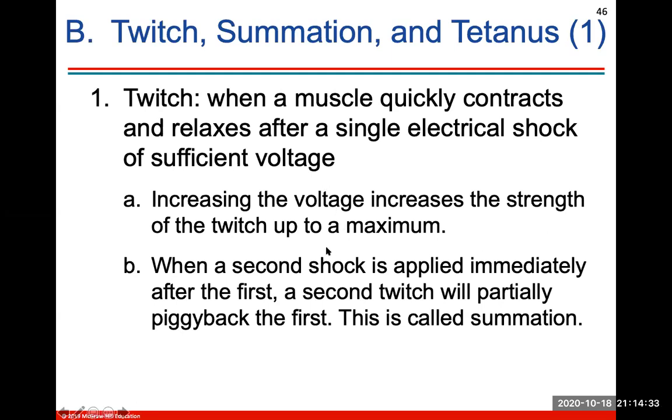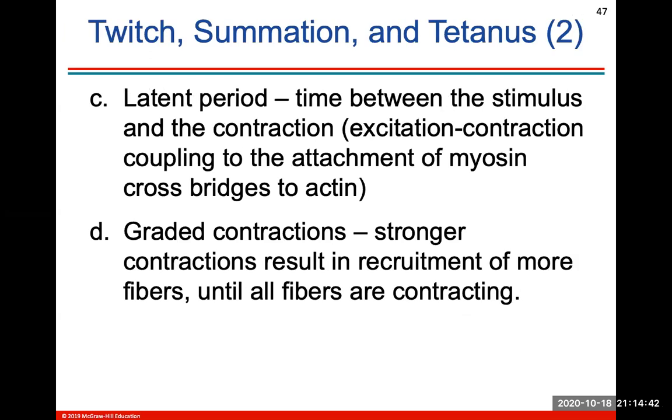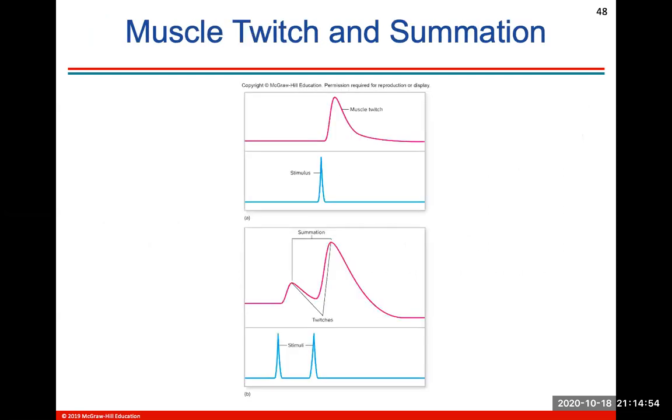If a second shock is applied immediately after the first, the second twitch will partially piggyback off the first, and this is called summation. The latent period is the time between the stimulus and the contraction, and a graded contraction means that stronger stimulation will result in recruitment of more fibers until all fibers are contracting.